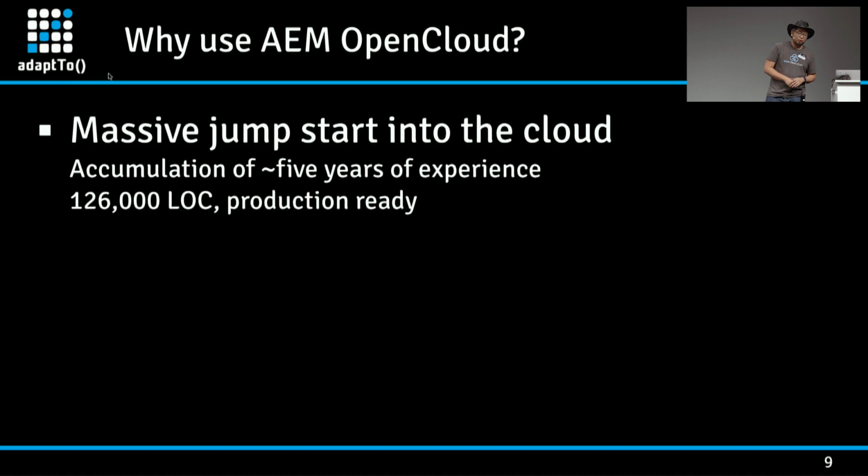Why does one want to use AEM OpenCloud? If you currently don't have any AEM on AWS, but you need to run it within your boundary, then it provides production-ready code. It's an accumulation of 5 years of experience. And I know lines of code is not reflective of the size of a project, but it has about 126,000 lines of code, not in Java. If you rewrite this in Java, it's probably 1 million.